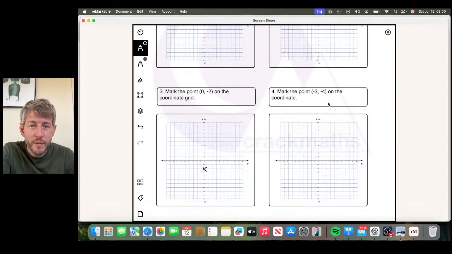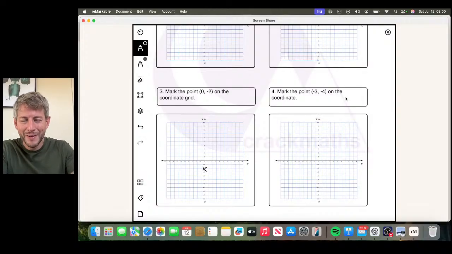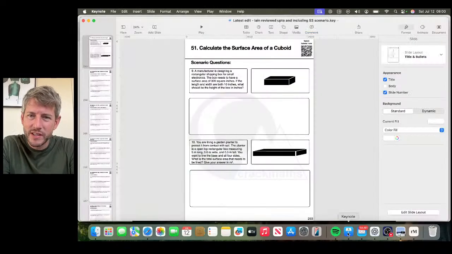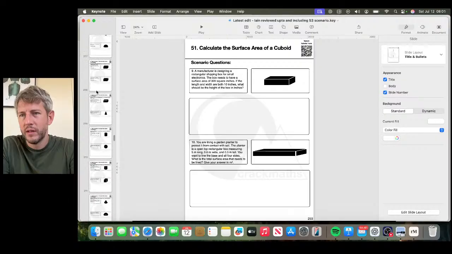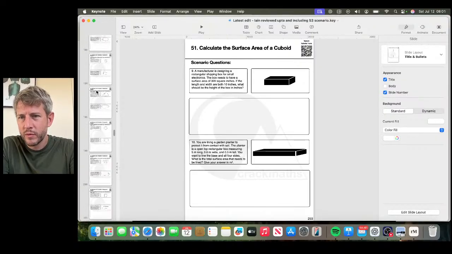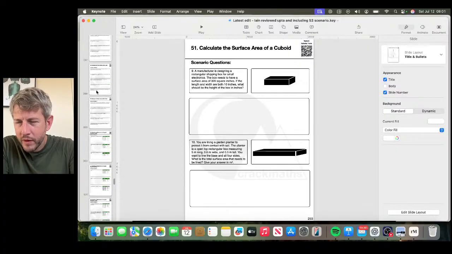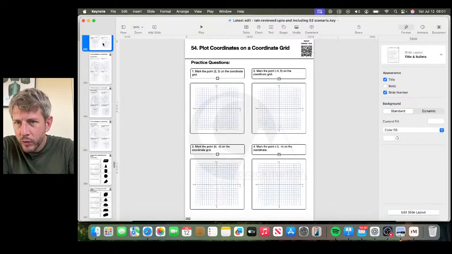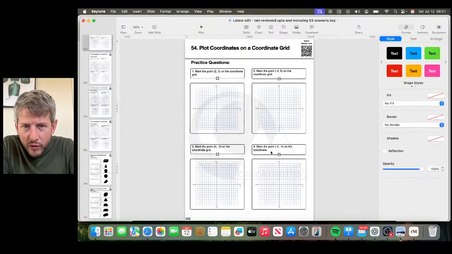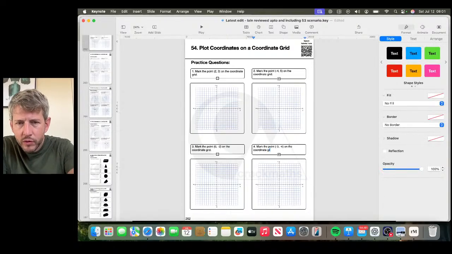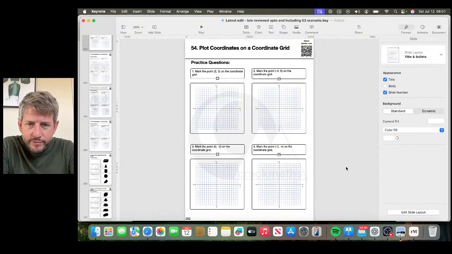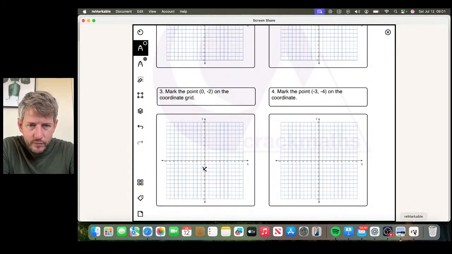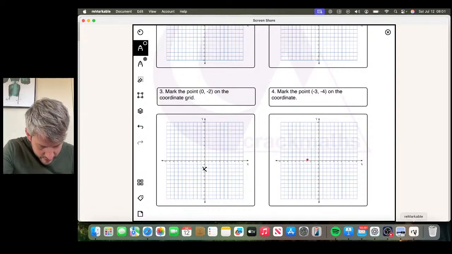Mark the point -3, -4 on the coordinate. Oh, I've spotted something. Right, on the coordinate grid. We missed out the word grid. So let's find this. That's going to be back this way. Here we go. Here's all these grids. Right, on the coordinate grid. Perfect. Here we go. -3, -4. So -3 here, down to -4 there.